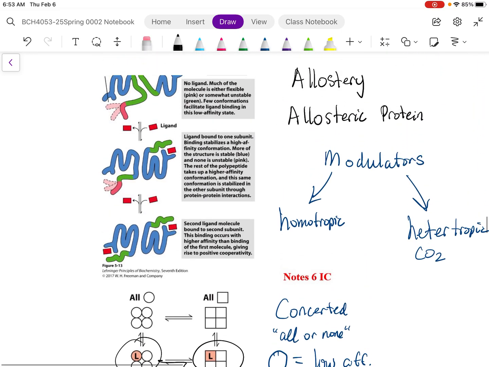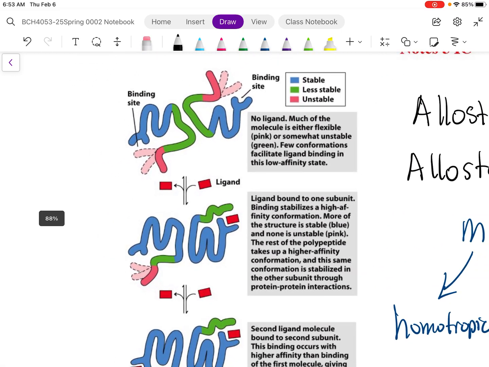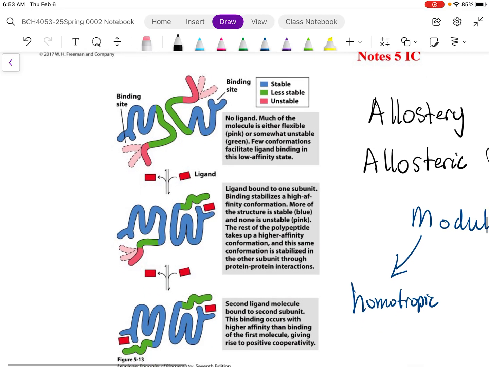So if we come back to this little graphic right here, you'll see this in your textbook. I just want to go over this so you guys have a good understanding of what's happening. With allostery, or allosteric proteins, what I want you to see is that there's this subunit and this subunit. Based off the color code, blue is the most stable part of the protein, green not so much, and the pink/red is really, really bad. Really high in energy and unstable.